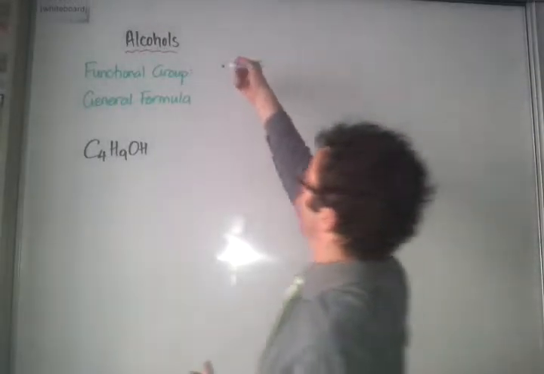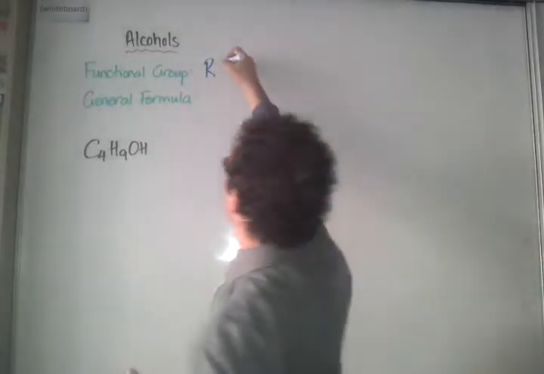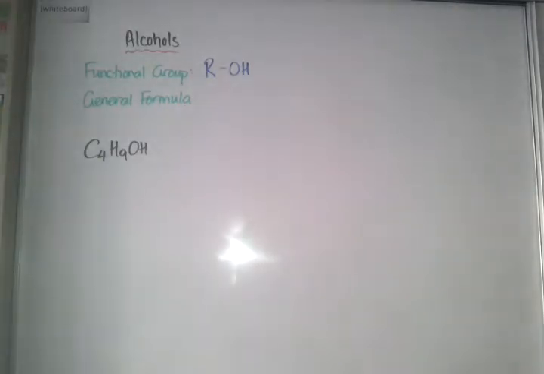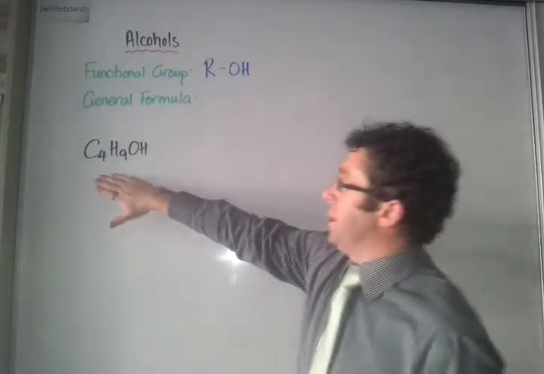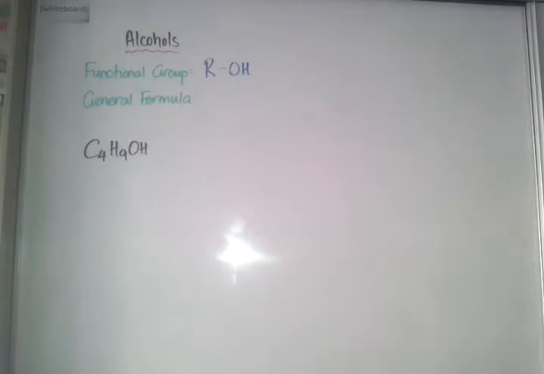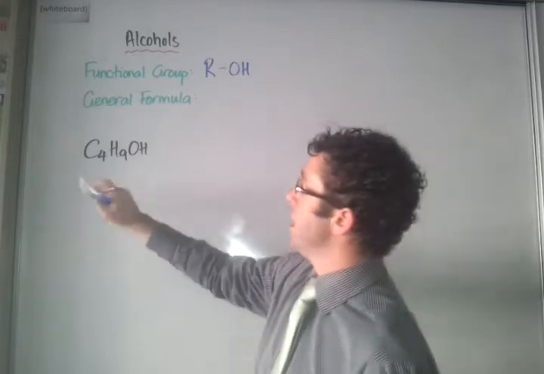Alcohols are the ones with the functional group OH, or a hydroxy group at the end of them. So normally the way that we write it is R to show any carbon chain. So it can be as short as having just one carbon on it, and then OH. Alright? And we've got a good example of one here, C4H9OH.